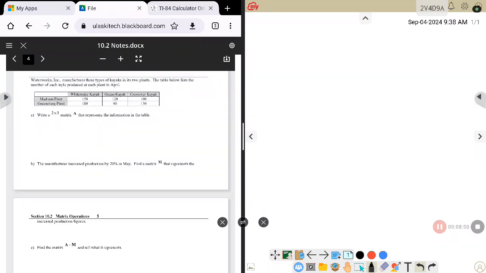All right, in this next example, it says that Waterworks Incorporated manufactures 3 types of kayaks in its 2 plants. The table below lists the number of each style produced at each plant in April. So there's 2 plants, Madison plant and Greensburg plant. The next column shows what each of those plants produce of whitewater kayaks. Same thing for the next column, except ocean kayaks. And then the last column is how many crossover kayaks each of those plants produce.